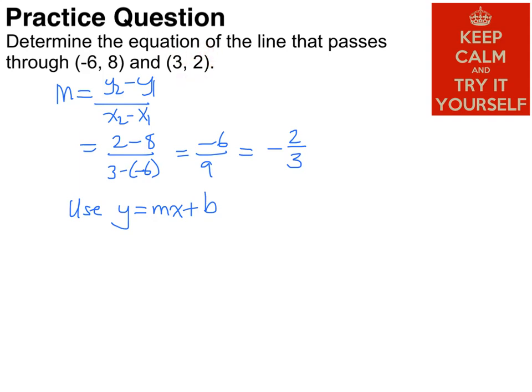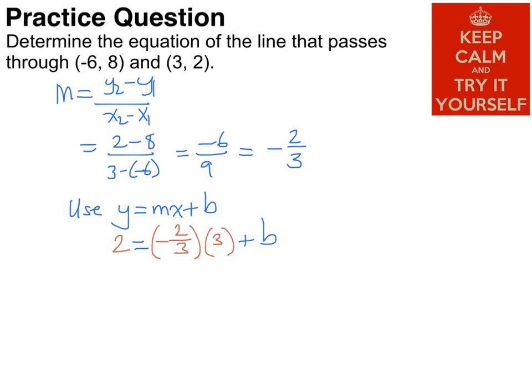So we're going to put 2 equals, now we're going to put the slope, which is right there. So we're going to do negative 2 over 3. And then for x, we're going to replace it with the x coordinate of the point that we're using. 3, and then plus b. All right, so we're going to do some multiplication here.